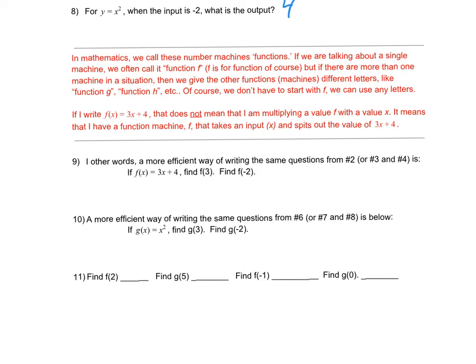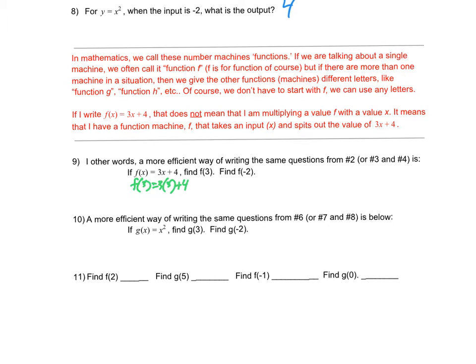In other words, a more efficient way of writing the same question for number 2 or number 3 and 4 is if f of x equals 3x plus 4, find f of 3. And here's how I want you to do that. I'm going to try to line everything up. Right below the f of x, I'm going to be trying to find f of 3. I already know f of x equals 3x plus 4, and I replace the x with 3. And I'm going to do the same thing on the right-hand side. I have 3, and I'm going to plug a 3 in for the x and add 4 to it.